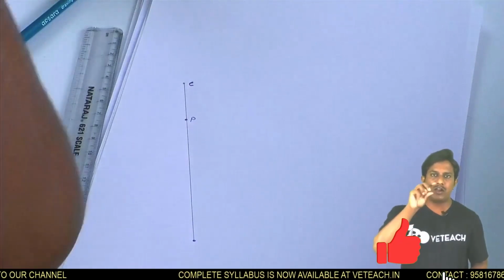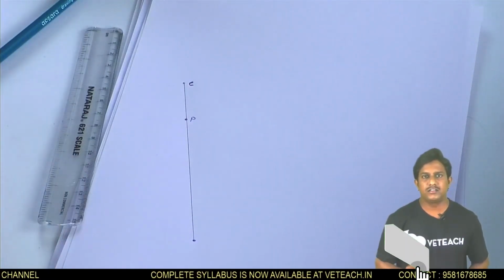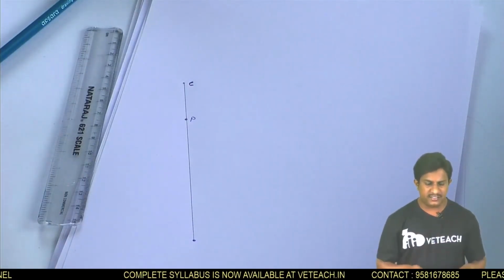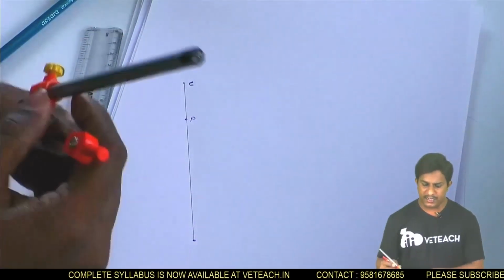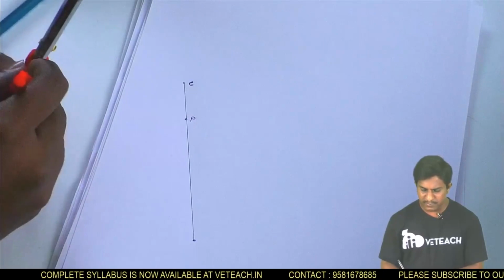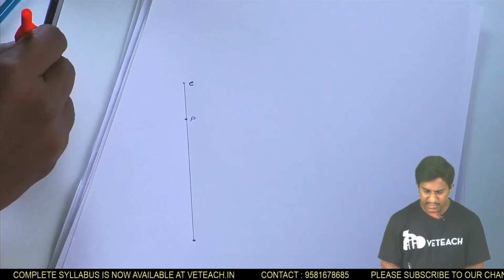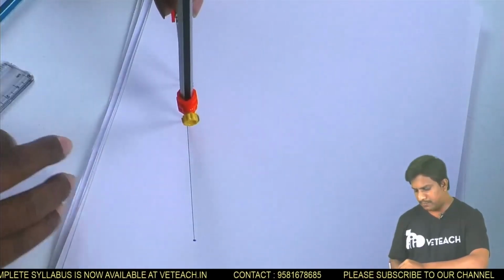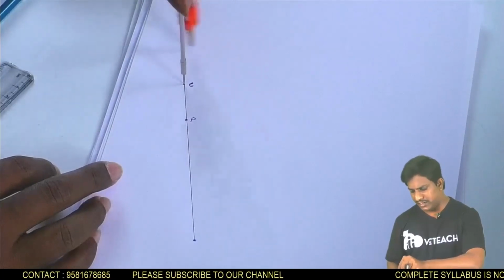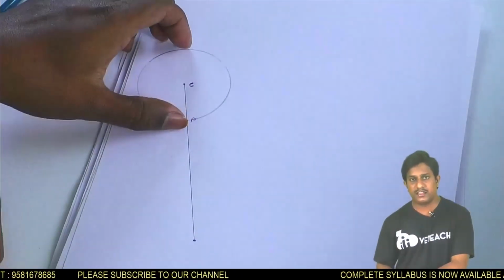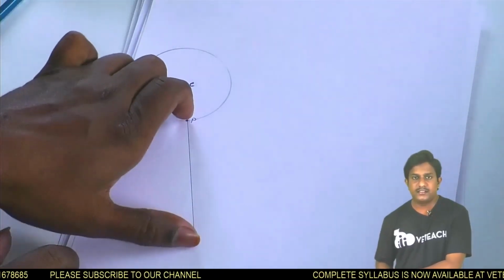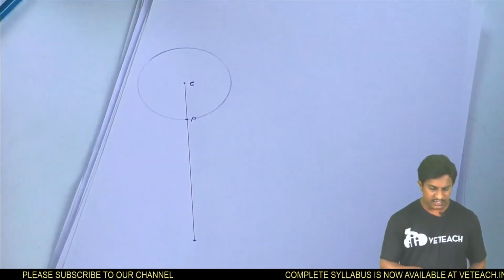Now from point C, I want to draw the small radius circle, that is the generating circle, 30 mm radius. It is a 60 mm diameter. By taking a 30 mm radius, draw a circle from the point. This is the generating circle and this is the fixed circle.